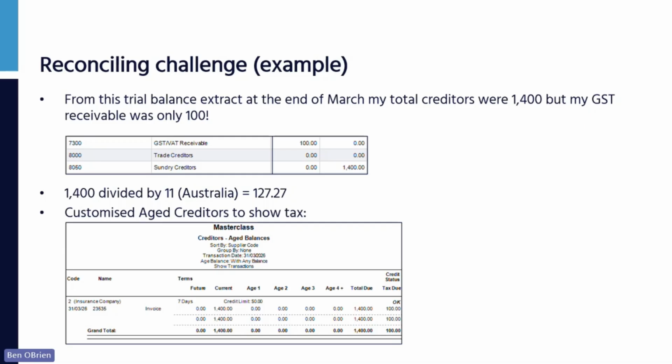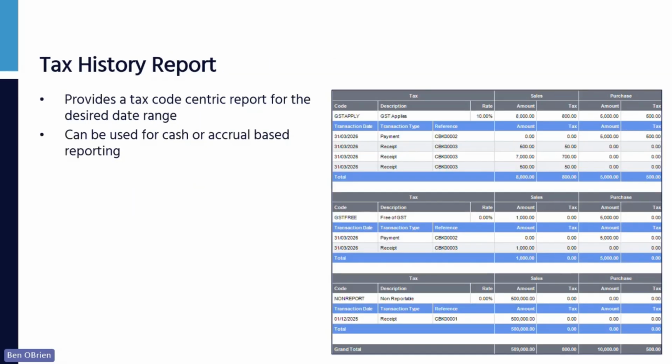So obviously this could be a lot more complex. I'm just showing it as an illustrative example. A couple other reports that you have in the system as well is the tax history report. This essentially gives you a tax code centric report for the date range. So it is based on the date range that you provide rather than tax periods themselves. And you can use this report in the cash or accrual basis, so the values will change accordingly. So that's the tax history report.